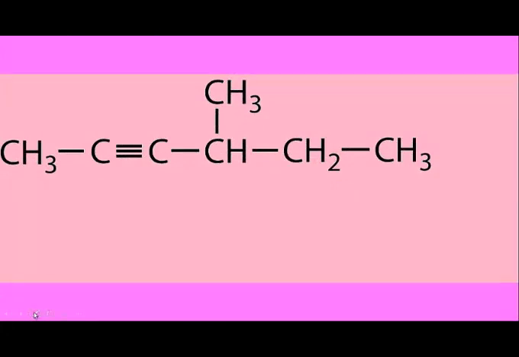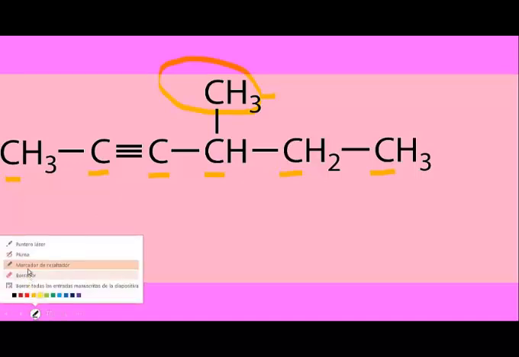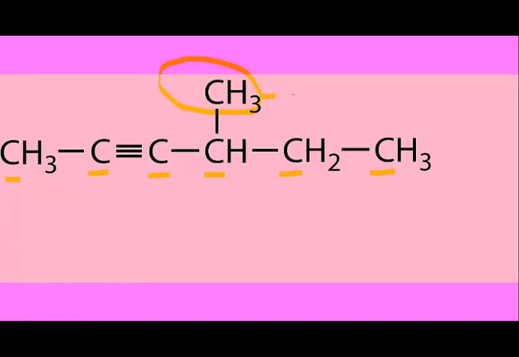Now let's make one by ourselves. We have this structure. We have 1, 2, 3, 4, 5, and 6 carbon atoms in our principal chain. And in the 4th one, we have this that is called methyl. We're going to write it over here. This one is methyl.